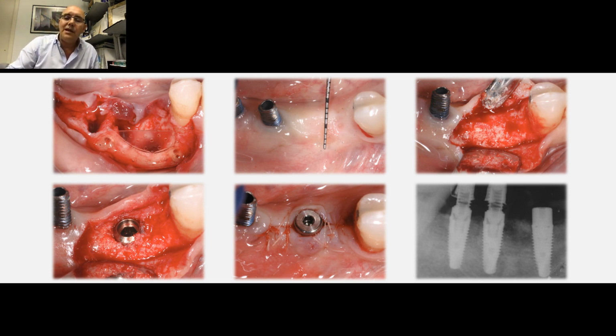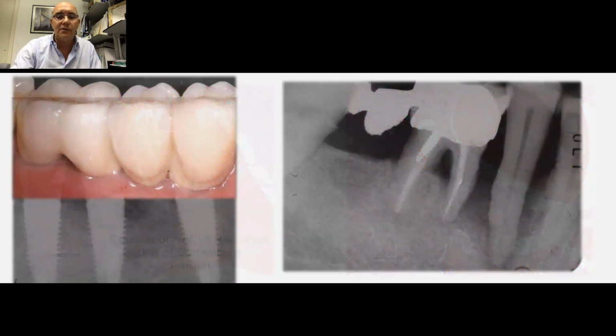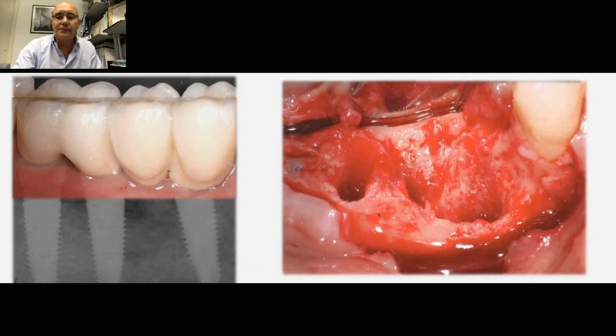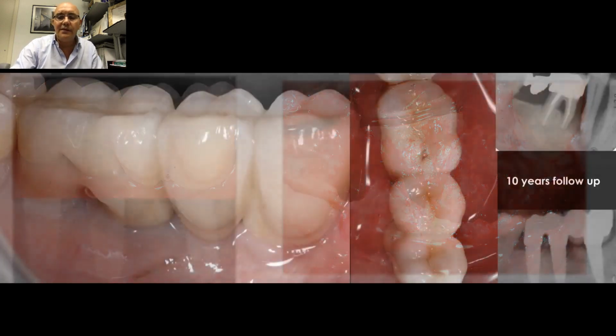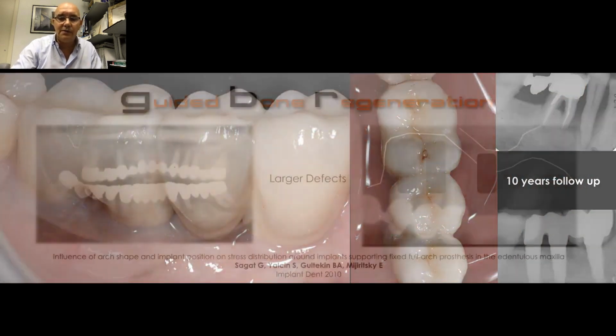So we can see that we placed implants, and then eventually you can see that we took biopsies. We sent them to Gothenburg to Professor Nanmark that gave us the histological section showing that we have vital, beautiful, nice bone. So this is the final restoration before and after. This was the original defect. 10 years follow-up. Look at that. After 10 years, we have perfect, beautiful stability, both in the soft tissue and in the hard tissue side.